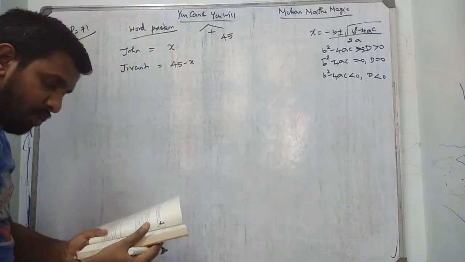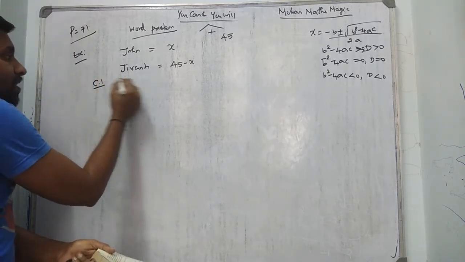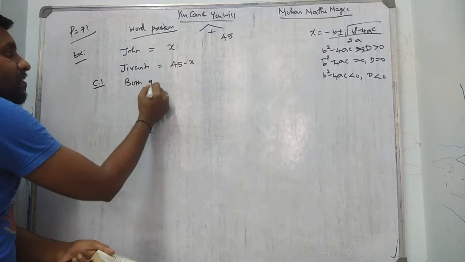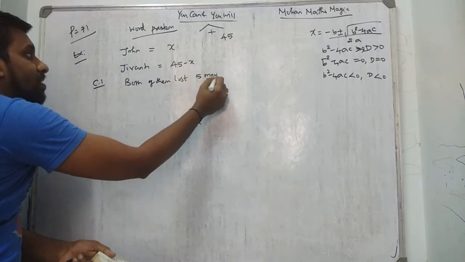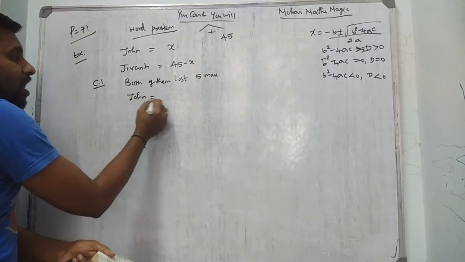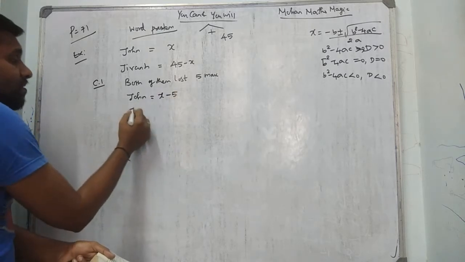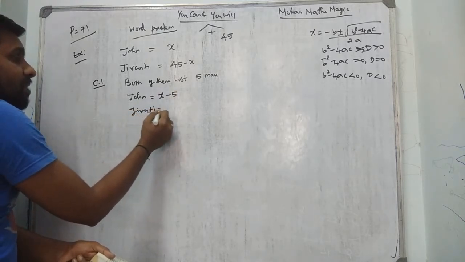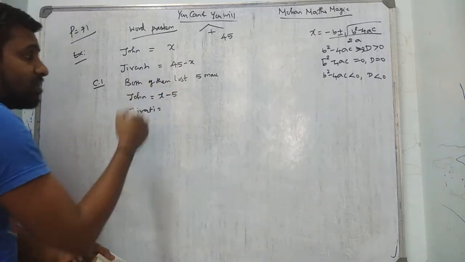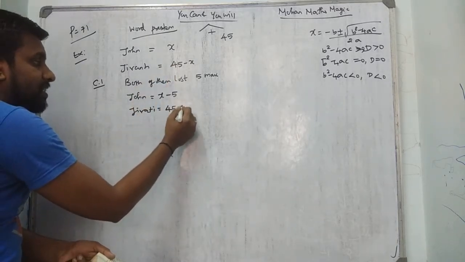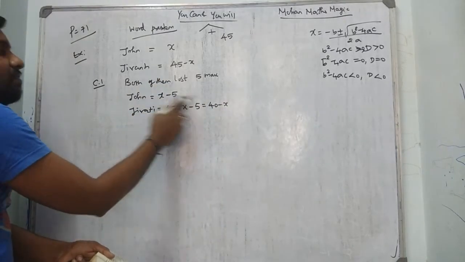So it is given: both of them lost 5 marbles each. So this is case 1. Both of them lost, so subtract. How many marbles? 5 marbles. John already has X marbles, lost 5 marbles, so X minus 5. Jivanti already has how many marbles? 45 minus X. Now lost how many? 5. Lost, so subtraction: 45 minus X minus 5, that is 40 minus X.